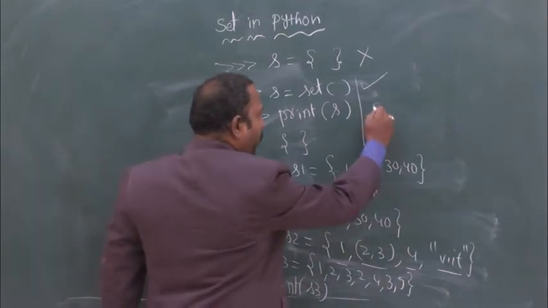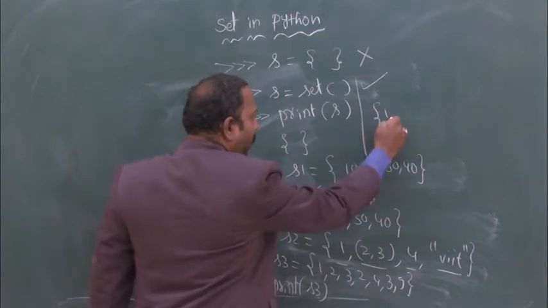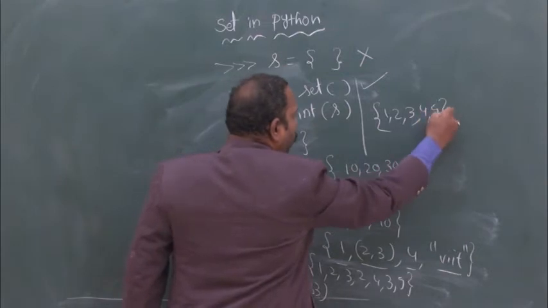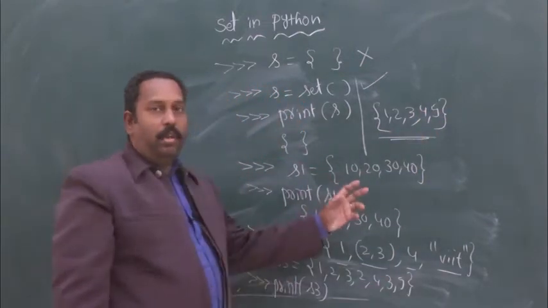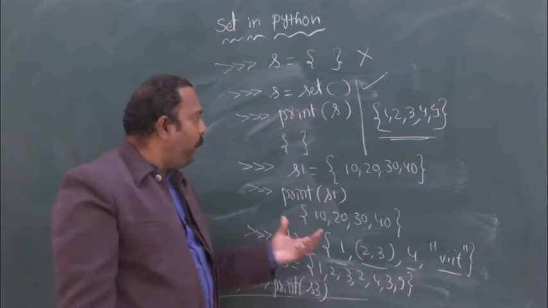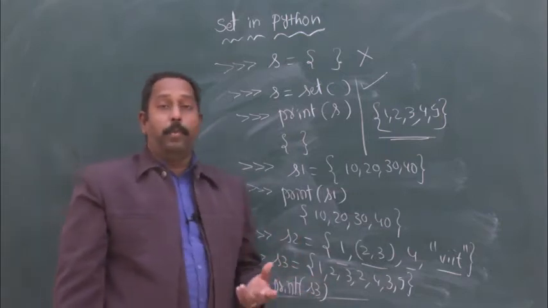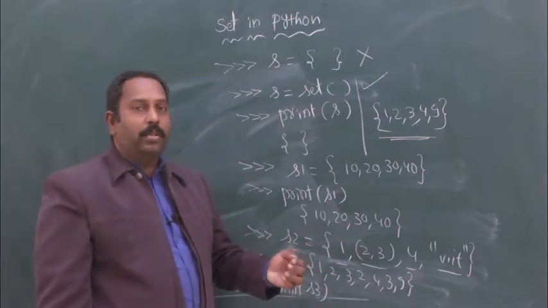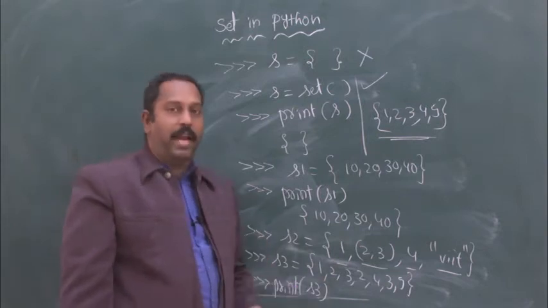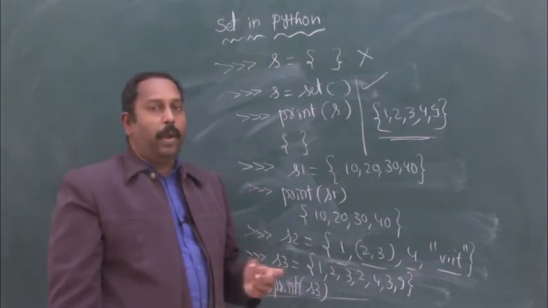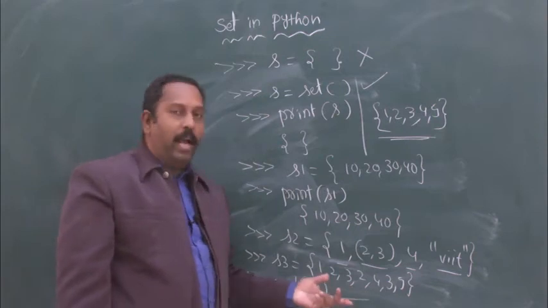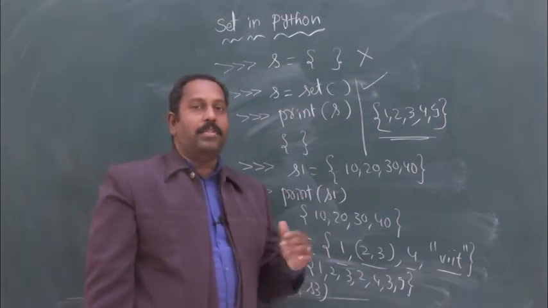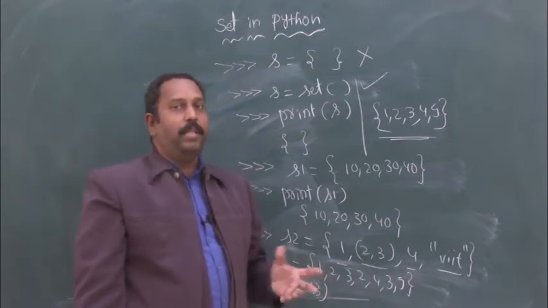In this case you will get the output 1, 2, 3, 4, 5 only. Why? Because set does not allow duplicate values. Previously we discussed set does not allow duplicate values. Suppose if you represent duplicate values in the set, it will consider only unique value. That means if you represent 2 two times, it will consider only one time. So suppose here we represent 3 two times, but it will consider only one time. Second time it is not allowed.